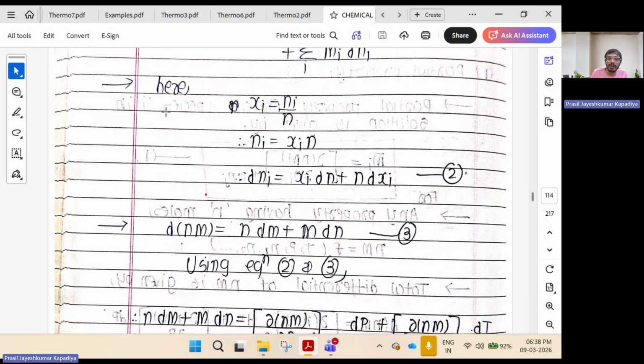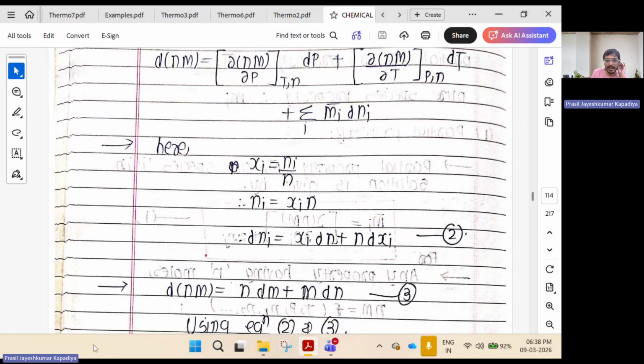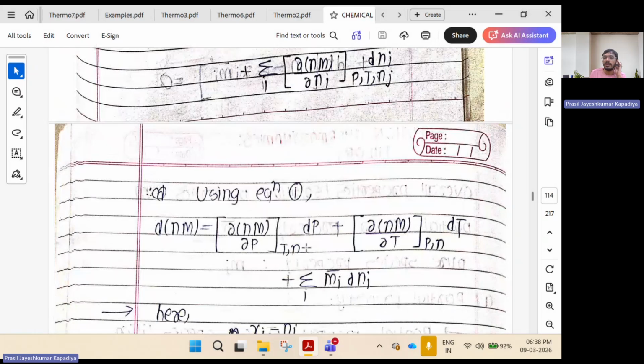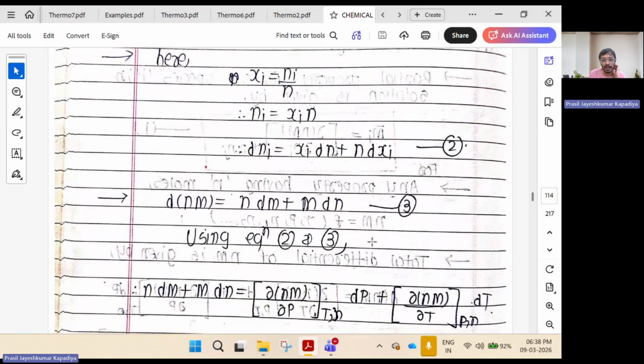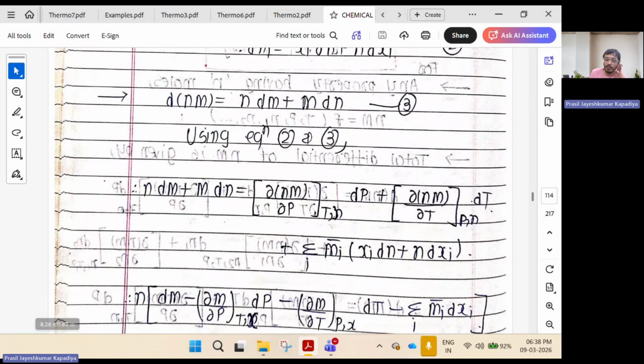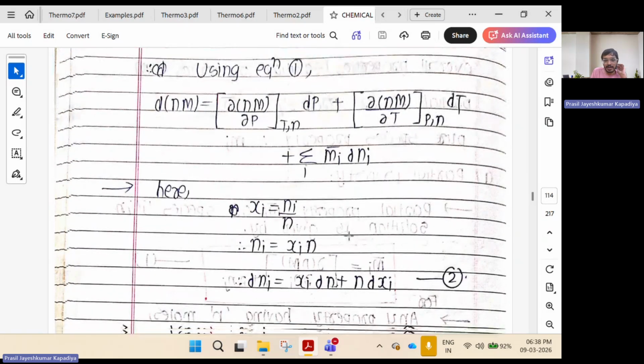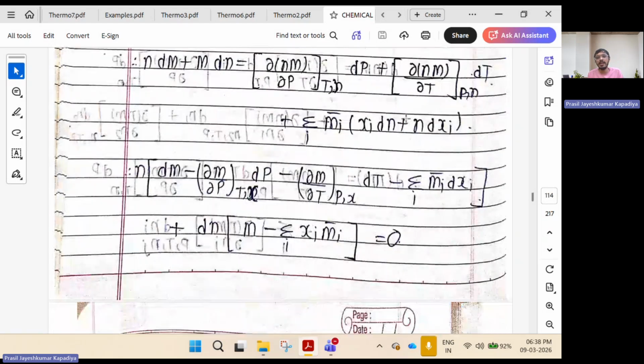Similarly for dnm, how can I expand dnm? dnm is nothing but n dm plus m dn. So this n dm plus m dn I will put here, and this dni, that was xi dn plus n dxi, I will put there. So what equation will I have? I will have n dm plus m dn is equal to del nm del p dp plus del nm del t dt plus summation over i of mi bar dni. And dni I am just replacing with xi dn plus n dxi.